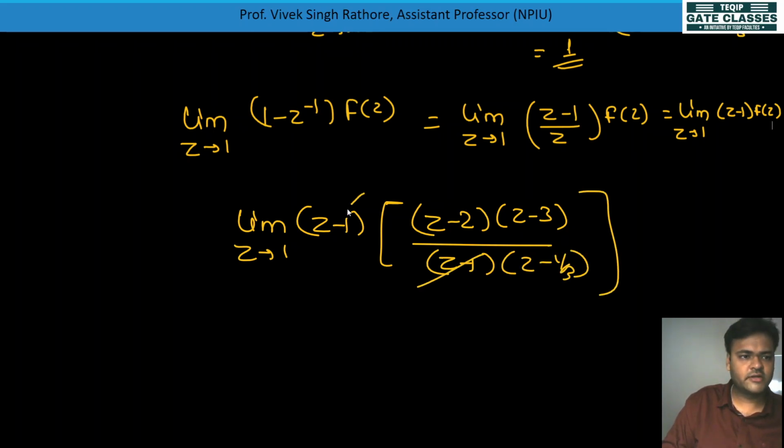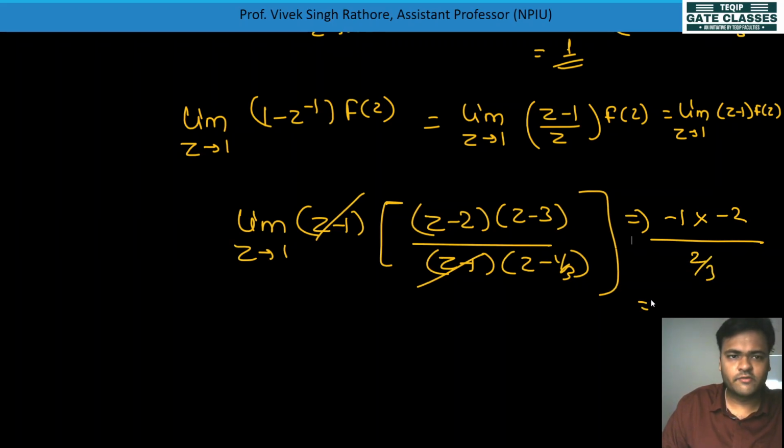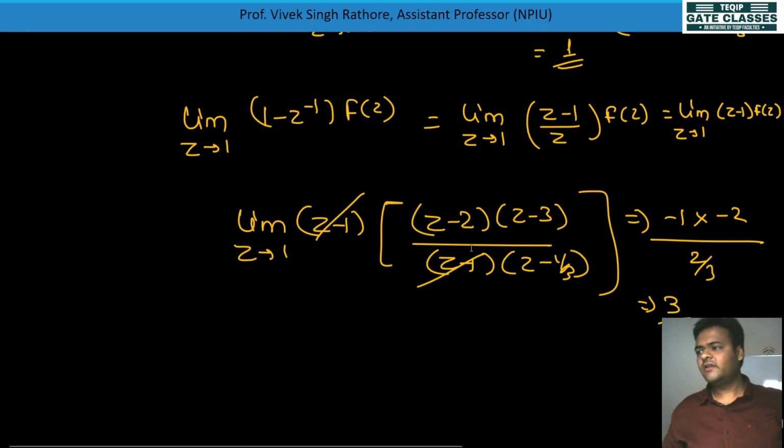So z minus 1, z minus 1 is cancelled. You can put the value z tending to 1. So you'll get 1 minus 2, which is minus 1, into 1 minus 3, which is minus 2, over 1 minus of minus 3, so 2 by 3 will come. The minus and minus 2 cancel, so the answer is 3. So the final value is 3.